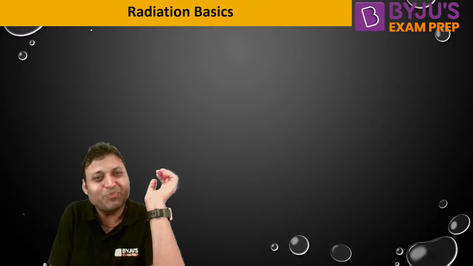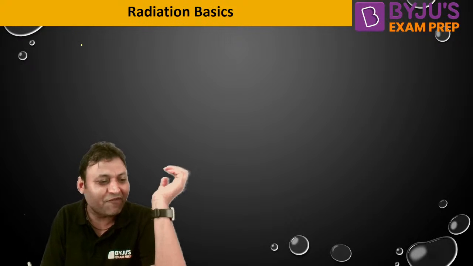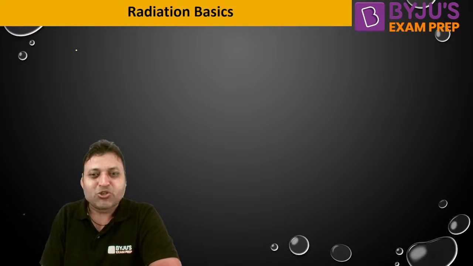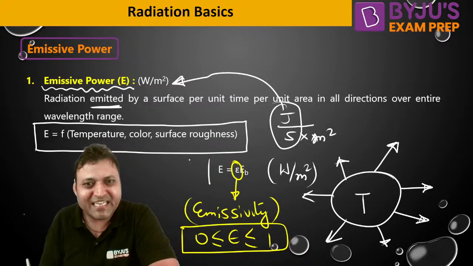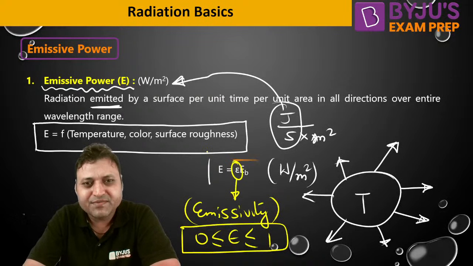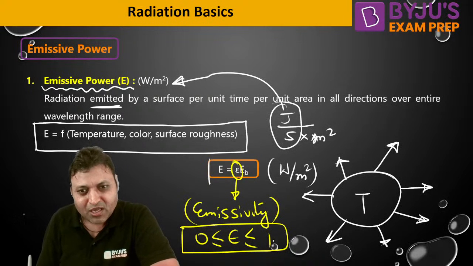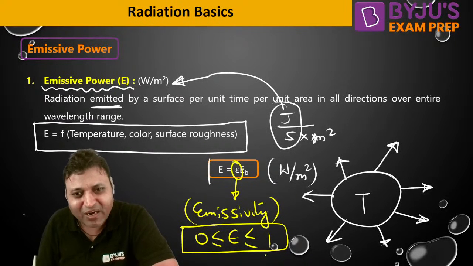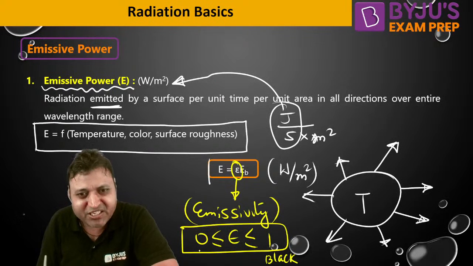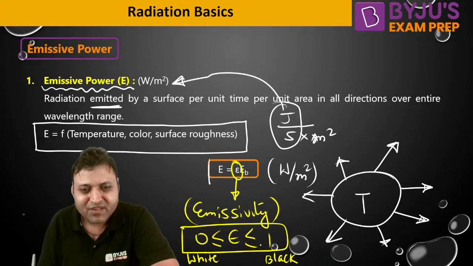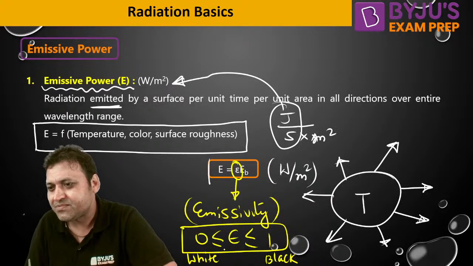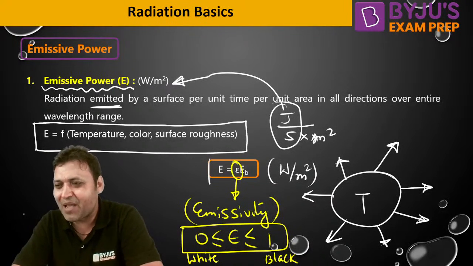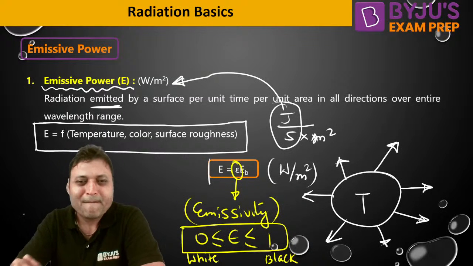According to the Stefan-Boltzmann law, how do we define the emissive power of a surface, comparing with the black body? So emissivity multiplied by the emissive power of the black body is the total emissive power of a surface. So emissivity is 1 for a black surface, emissivity is 0 for a white surface, and other surfaces have emissivity between 0 and 1.